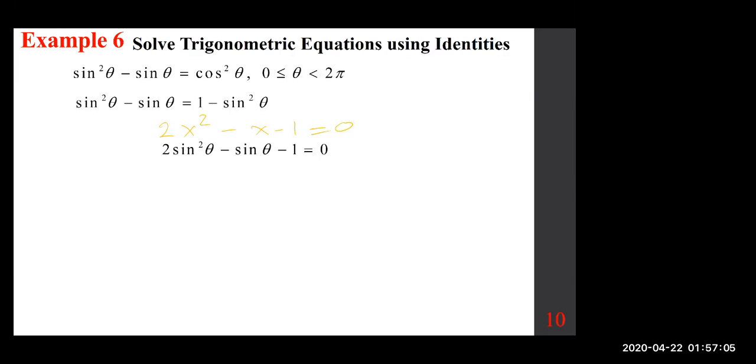Whatever makes life easier for you for the sake of factoring is fine with me. This is practically the same as before, and so the factoring gives us this. So sine is either negative 1/2 or 1. Can you figure out the answers, class? So what are the answers?